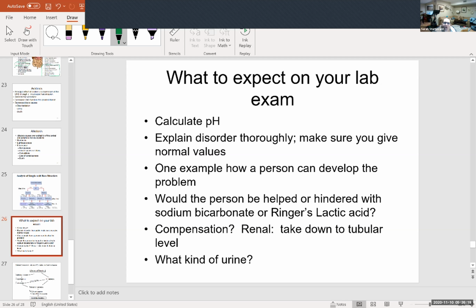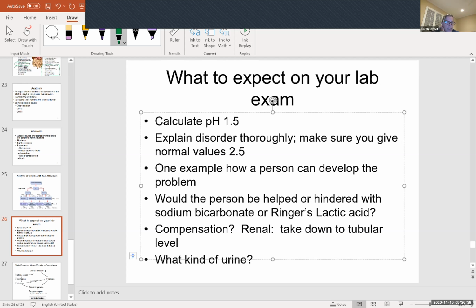Okay. Will that be the 10 points you're talking about? Or will there also be like 4 points that you're talking about? So the first one would be, let's say, 1.5. The second one would be, let's say, 2.5. One example how a person can develop the problem, 1 point. Just give me one flipping reason why a person can have respiratory acidosis. Don't show off. Don't give me a whole list of things, because chances are you make a mistake, and it happens. And then you'll be like -3. Pick one.